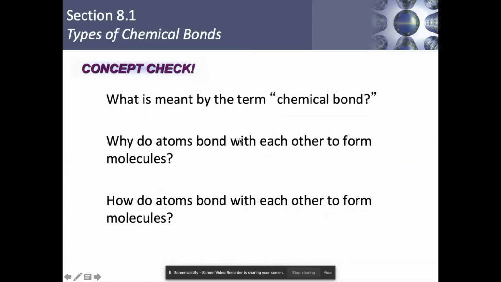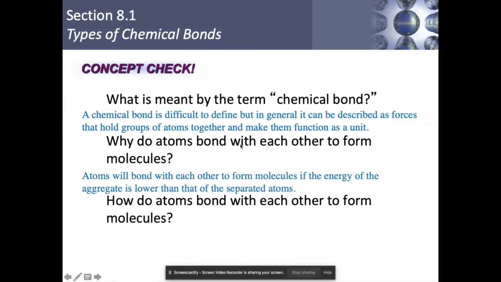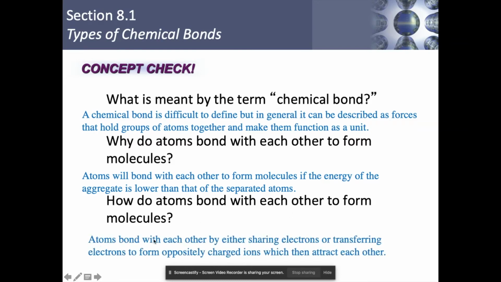And so what is meant by the term chemical bond? So let's go through our key items now. It is difficult to describe, but it describes how atoms kind of function as a unit when they hook together. Okay? Why do atoms bond with each other? Well, they bond in order to lower the amount of potential energy of the system. How do atoms bond with each other? Well, they bond either by sharing their electrons in a covalent bond or by transferring electrons in an ionic bond.